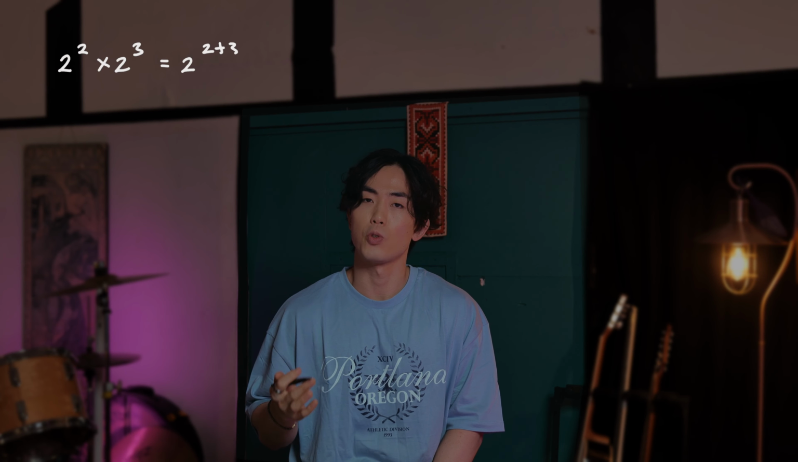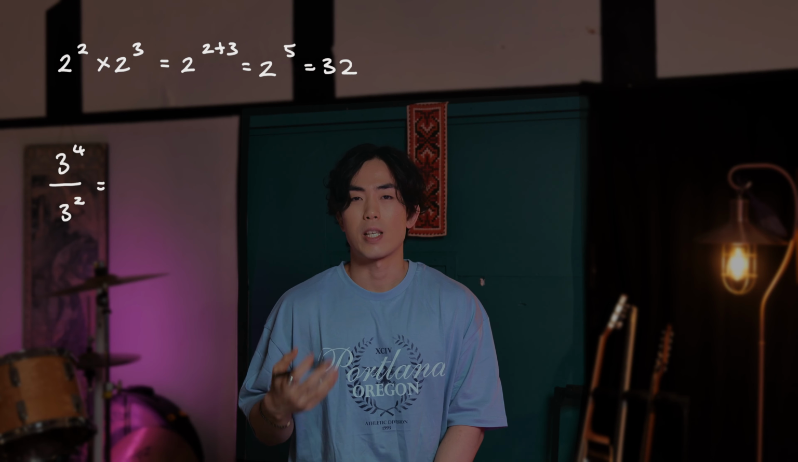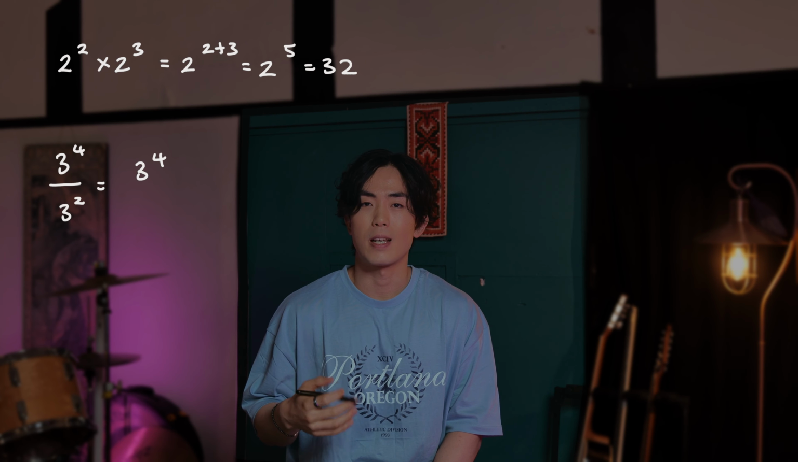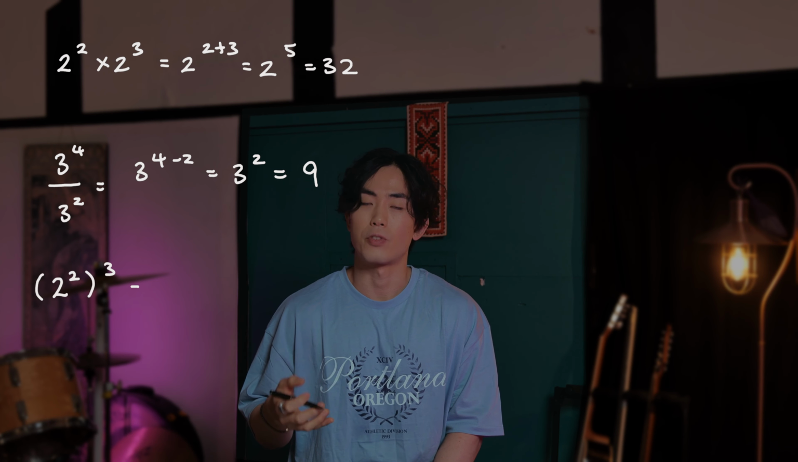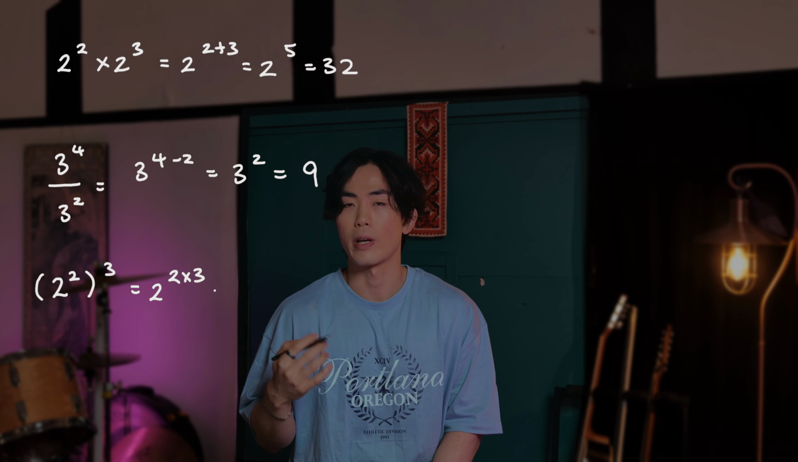So let's look at this example here. So we have 2 squared times 2 to the power of 3. That's the same thing as 2 to the power of 2 plus 3, 2 to the power of 5, that's 32. Let's try this one here. So 3 to the power of 4 over 3 squared, that's the same thing as 3 to the power of 4 minus 2, 3 squared, which is 9. This one here, so 2 squared to the power of 3, that's the same thing as 2 to the power of 2 times 3, 2 to the power of 6, that's going to give us 64.